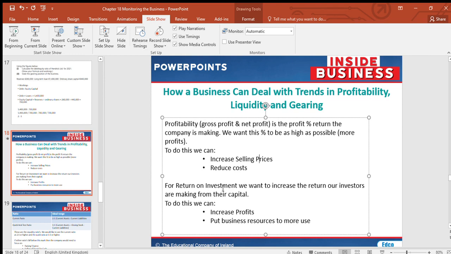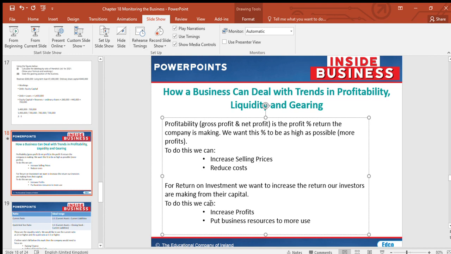So we want to increase their return as well, because if their return is poor, they won't be interested in investing in our business. Think of it like the Dragon's Den, those kinds of shows. If they think they can make a high return, if they think the company will be very profitable, they can make a high return off their money, then they're going to invest their capital.